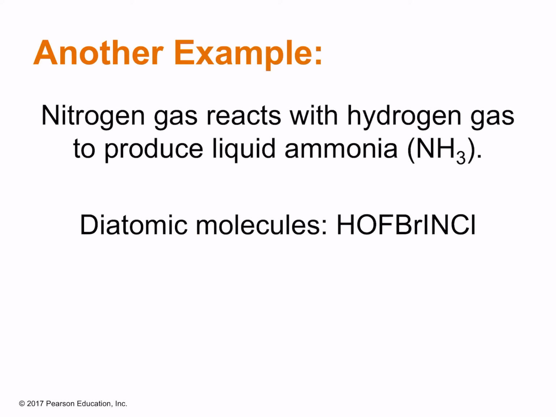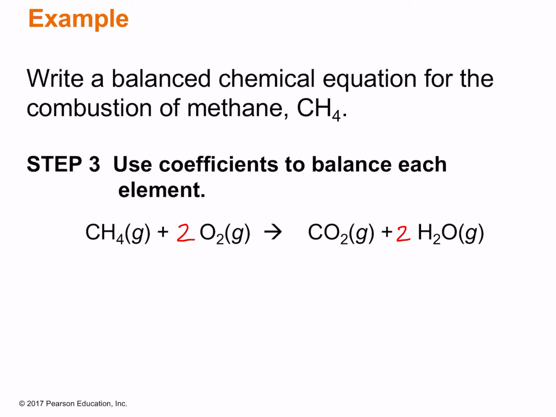Here's another example of writing chemical reactions. Nitrogen gas reacts with hydrogen gas to produce liquid ammonia. And you'll see I have this note here that there are some elements called diatomic molecules. The prefix di means 2, so these are 2 atom molecules. These will be elements that float around in nature as what's called diatomics, as 2 of them. Like we saw in this last example, O2 is a diatomic element. Whenever oxygen is by itself, it will always have a 2 at the end of it.